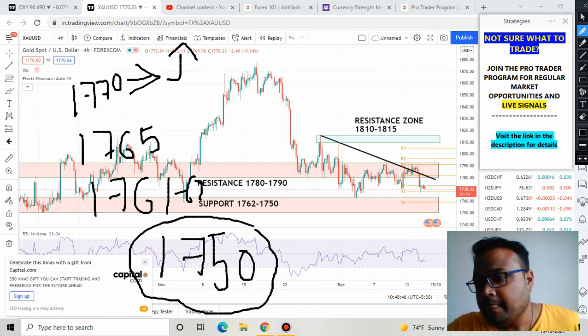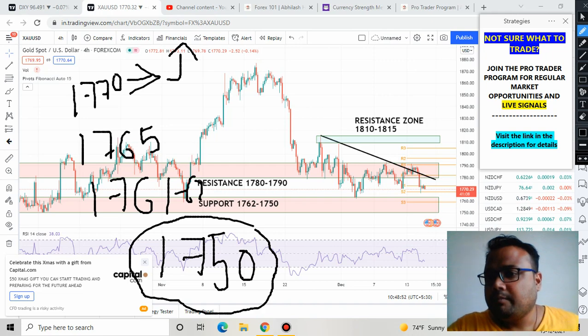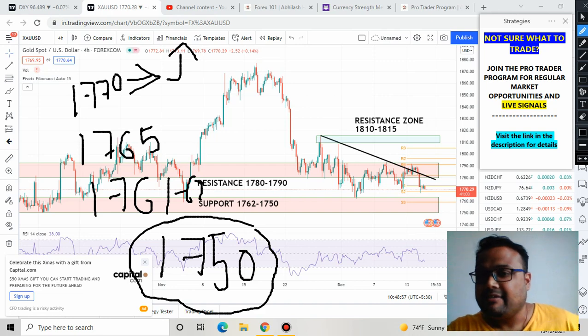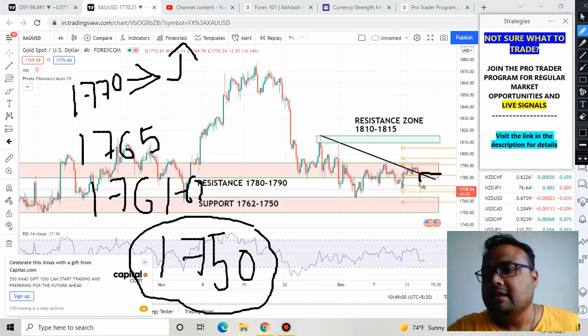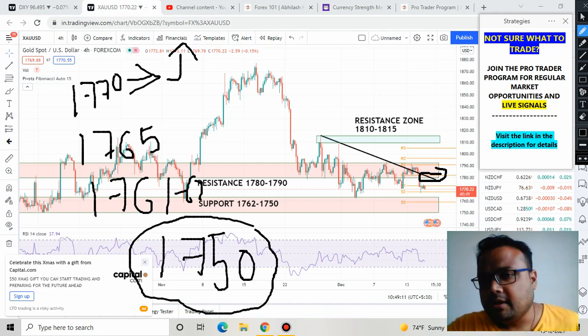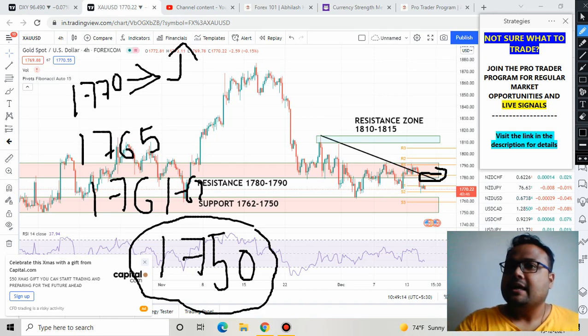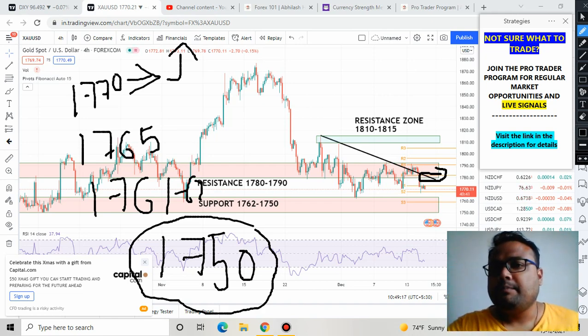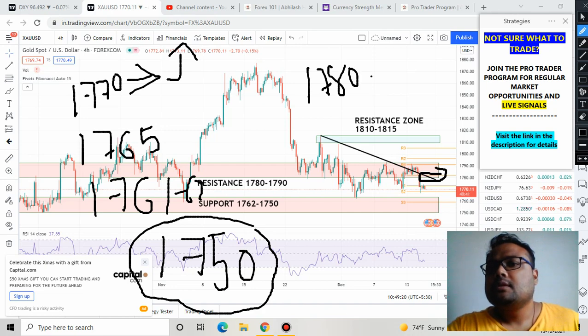Apart from these support levels, at the top we have this trend line around 1779, 1780, acting as resistance for the market. If gold starts going up, taking support at 1770 or 1765, then there is a possibility of the market facing some selling. 1780 was previously the support, and the same level will now act as the new resistance for the market.